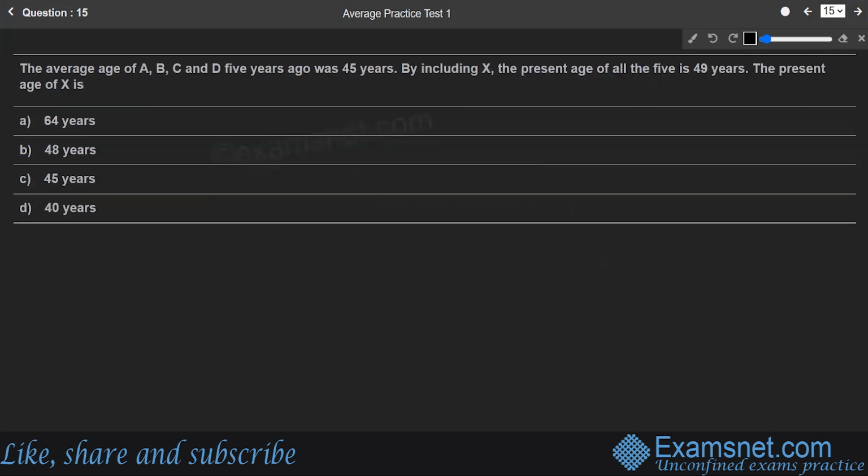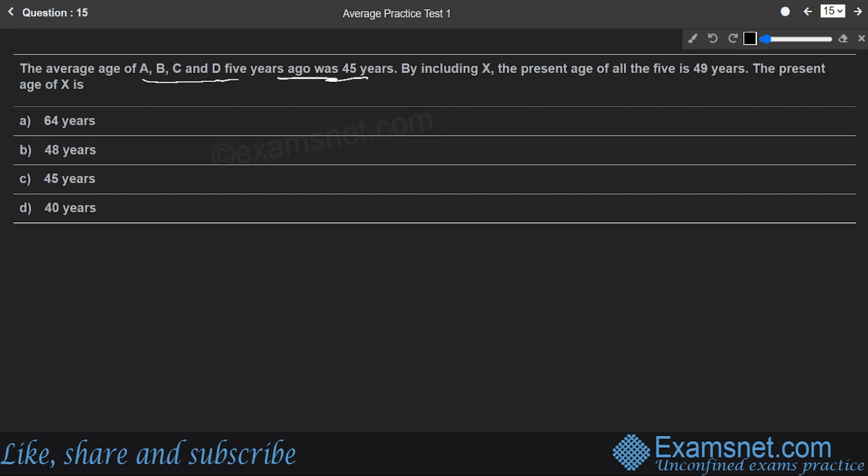Okay. The next one has the average age of A, B, C, and D 5 years ago was 45 years. By including X, the present age of all the 5 is 49 years. The present age of X is the question given to us. What we can do in these types of questions is that let us begin with A, B, C, and D, who 5 years ago had an average of 45.